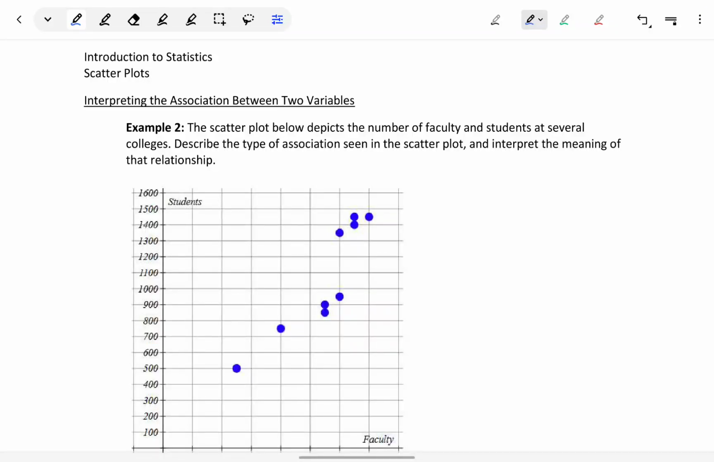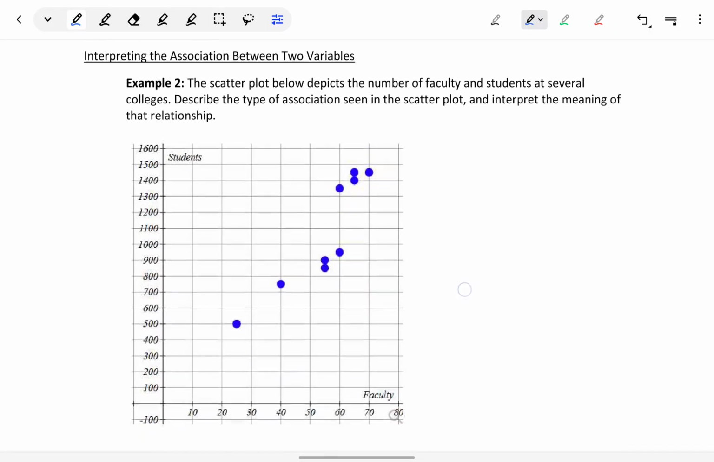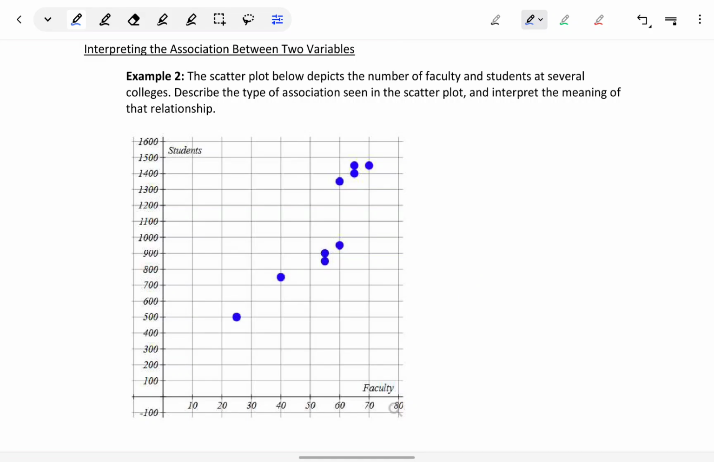In the next three examples, we want to study the given scatter plot and see what we can determine about the type of association and the strength of association between the two given variables. In example 2, the scatter plot below depicts the number of faculty and students at several colleges. Describe the type of association seen in the scatter plot and interpret the meaning of that relationship.